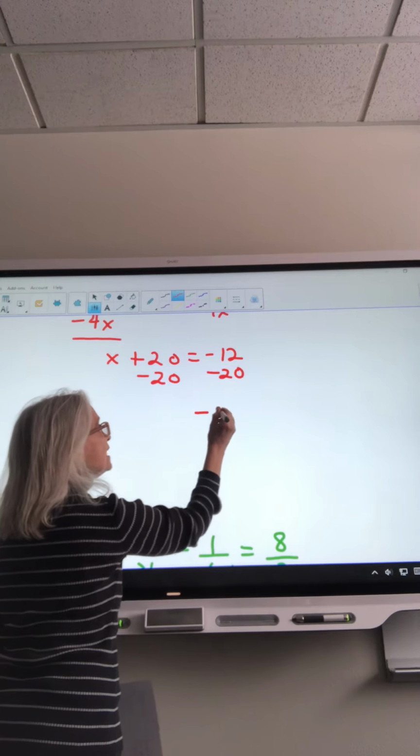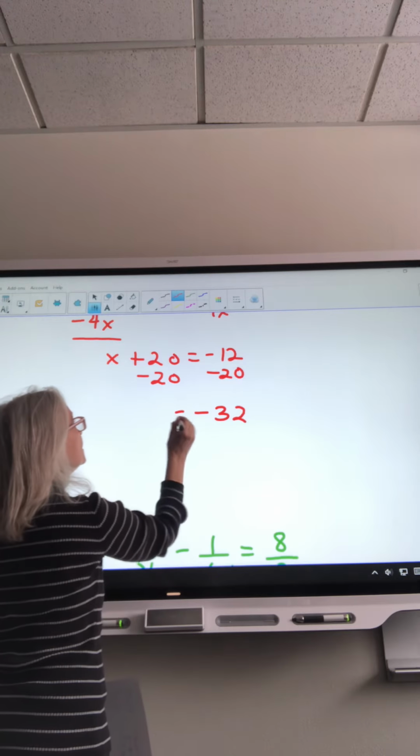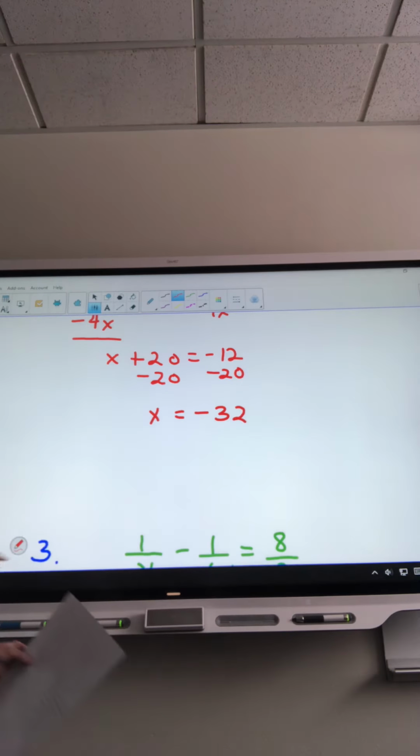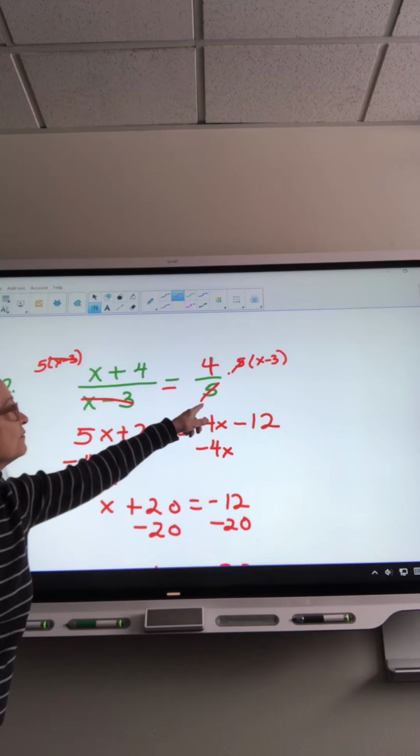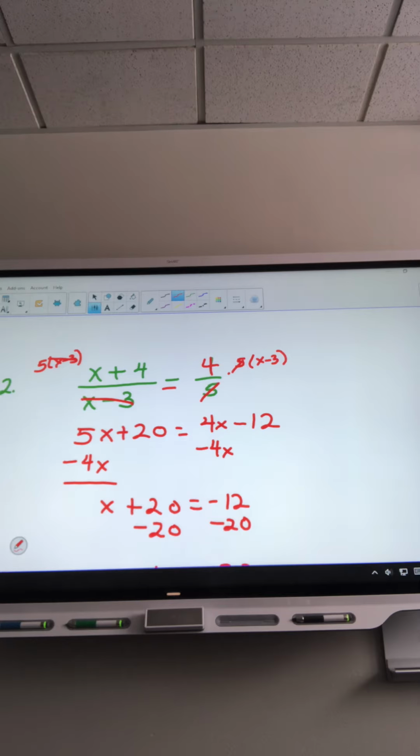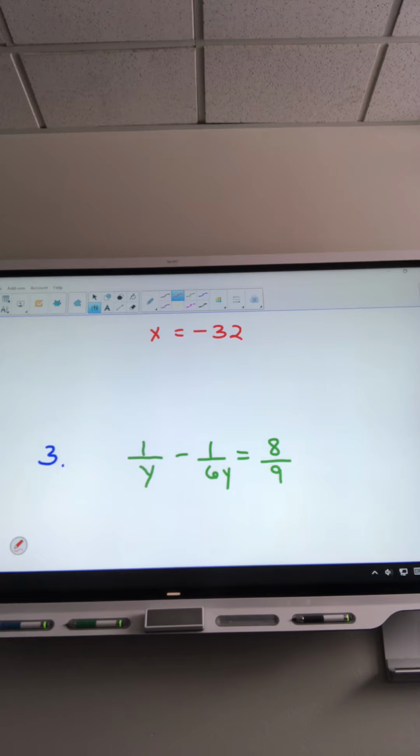And it gives us negative 32 is equal to x. And that is correct. x is equal to negative 32. I'm going to go back to the beginning just to see. So x is not equal to a positive 3, x is not equal to a negative 5, so that solution is good.